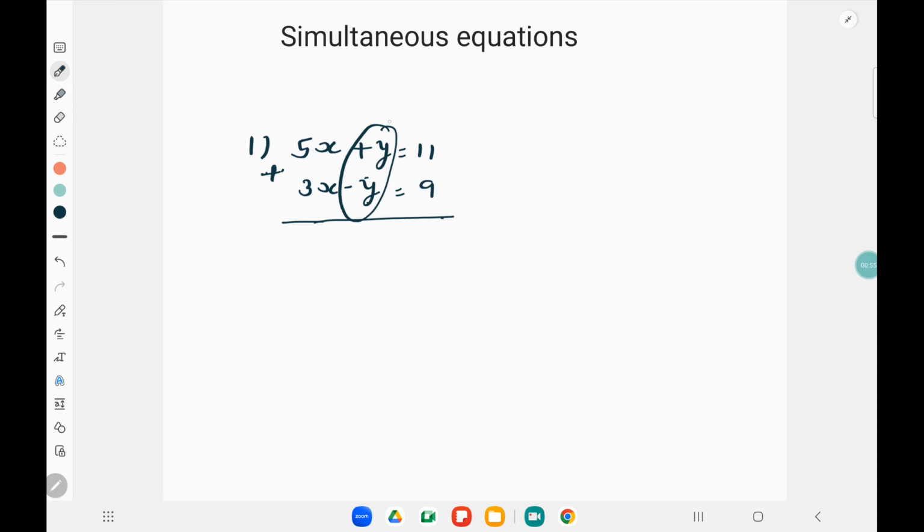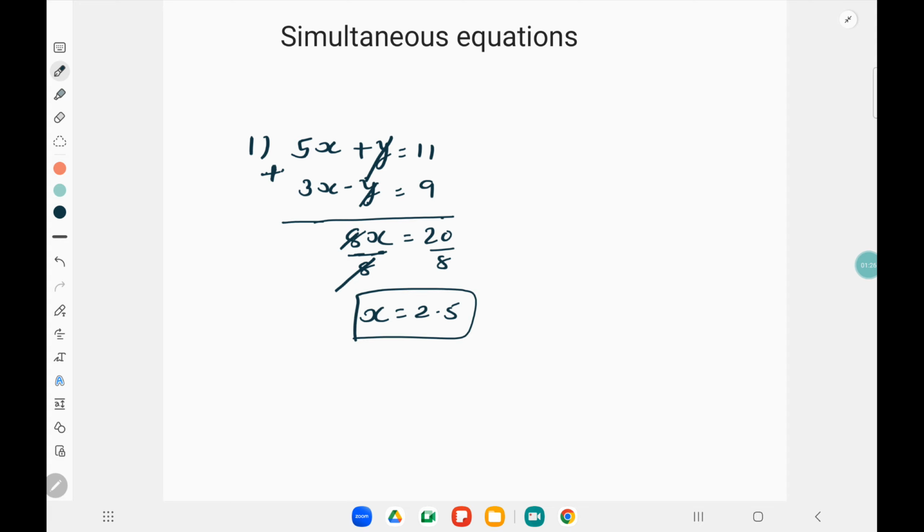Okay, so here we do the addition. So 11 plus 9 is going to be 20, y is going to cancel out, and 5x plus 3x is going to be 8x. Now I want to get rid of this 8, so we divide both sides by 8. So here 8 cancels out and 20 divided by 8 gives us 2.5. Okay, so now we know the x value.